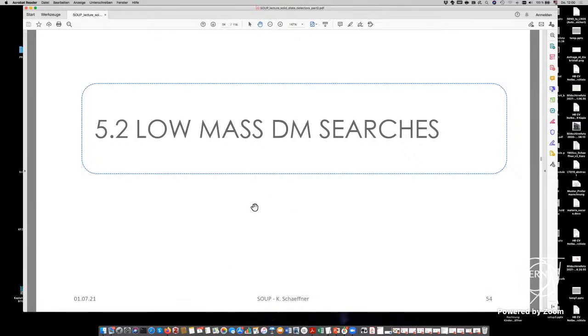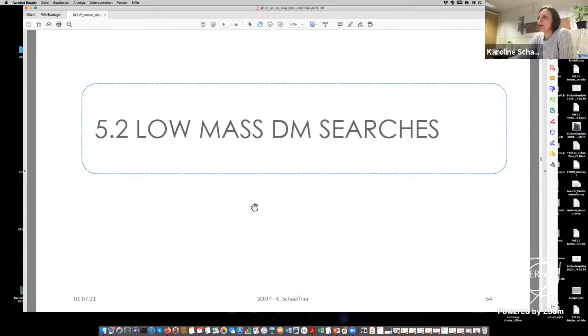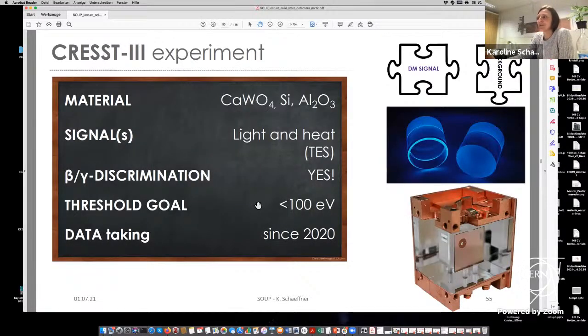Thank you. So, the low mass dark matter searches. As I showed in the beginning in this limit plot, this is all the left part of this plot. There's one experiment I want to tell you about, which is CRESST. This is also located at LNGS and has different kinds of materials in operation: calcium tungstate, silicon, and sapphire. I'm missing in the list also lithium aluminate.